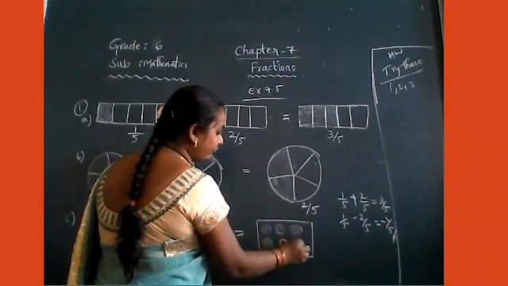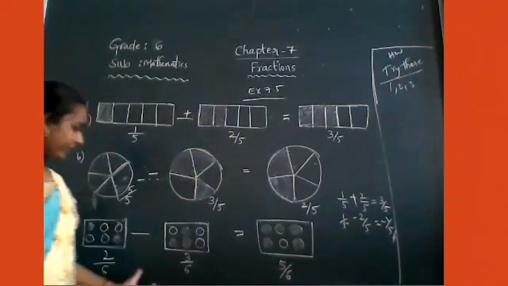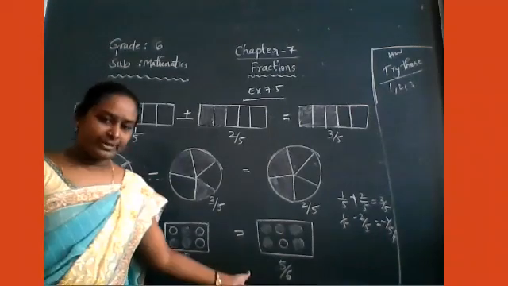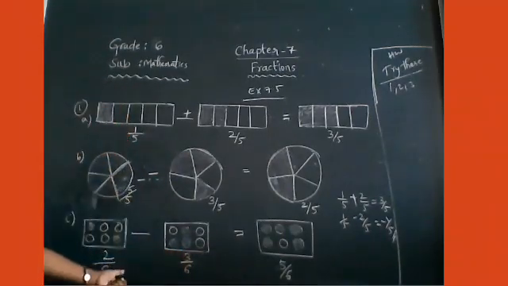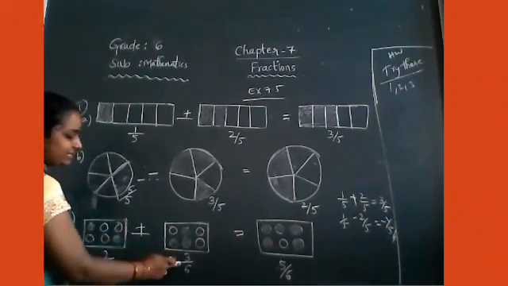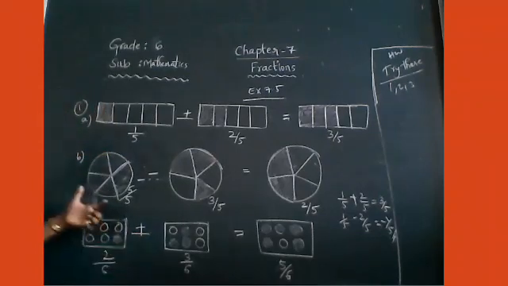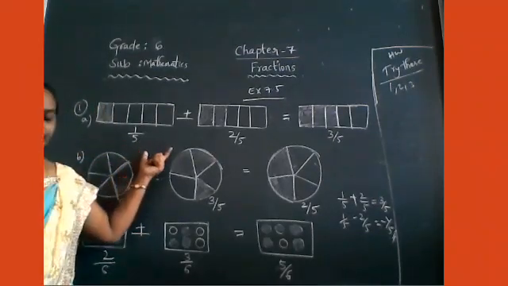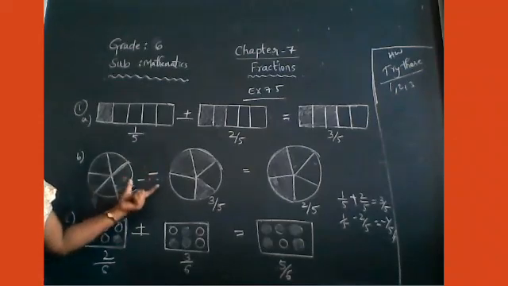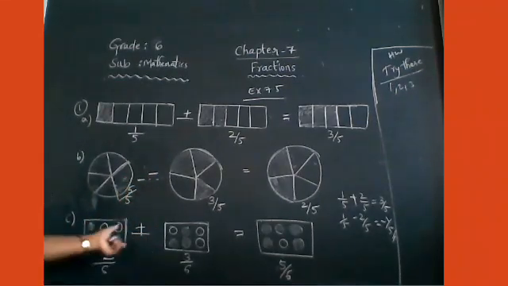So finally, what is the answer here? 1, 2, 3, 4, 5. So 5 by 6. Now what do we have to do? We need 5 by 6. So here we have to take plus. Okay. 2 by 6 plus 3 by 6 is equal to 5 by 6. So this is the way of doing addition with the help of diagrams. Okay, now children, right, copy it.